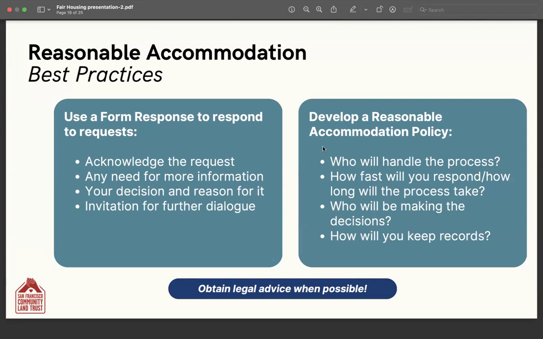And as long as the reasonable accommodation does not pose an undue financial administrative burden, and the request does not constitute a fundamental alteration of the operations of a building or a housing community, the request should be accommodated. It's important to be really mindful about how you go about this process and to obtain legal advice when possible to make sure that you're doing everything as comprehensively and thoughtfully as possible.